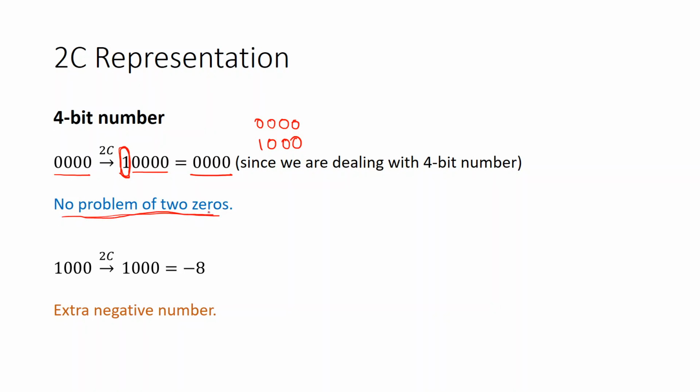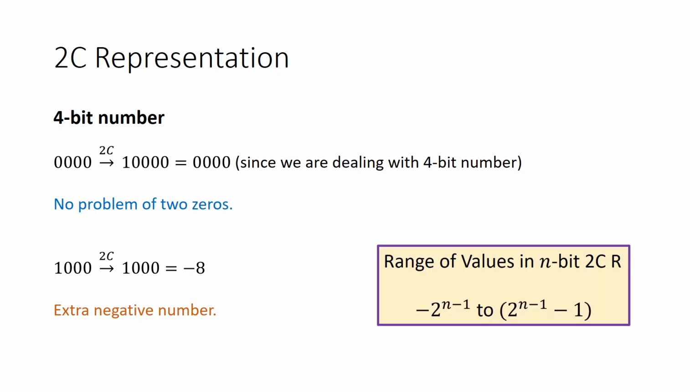I mention it here because when we look at 1's complement representation, we will find that the problem of two zeros is also coming there. So let us look at the 1's complement representation, but before that I just want to state that the range of values in n-bit 2's complement representation is this: -2 to the power of n minus 1 to 2 to the power of n minus 1, minus 1.